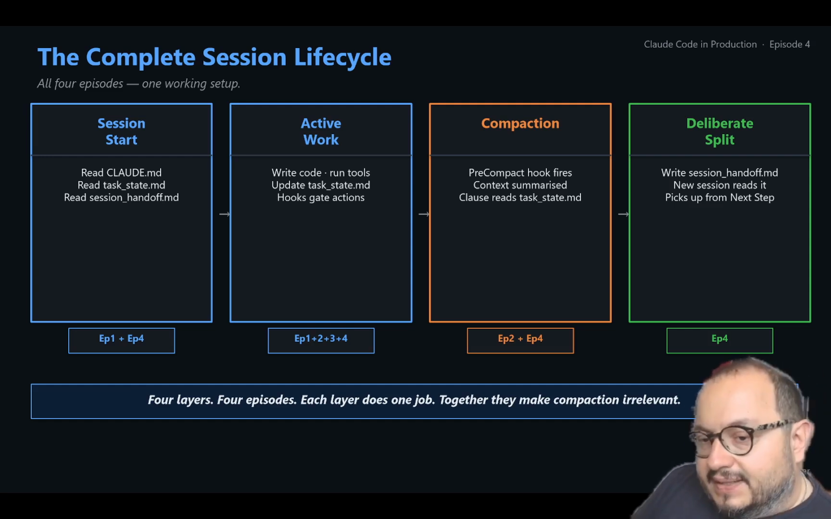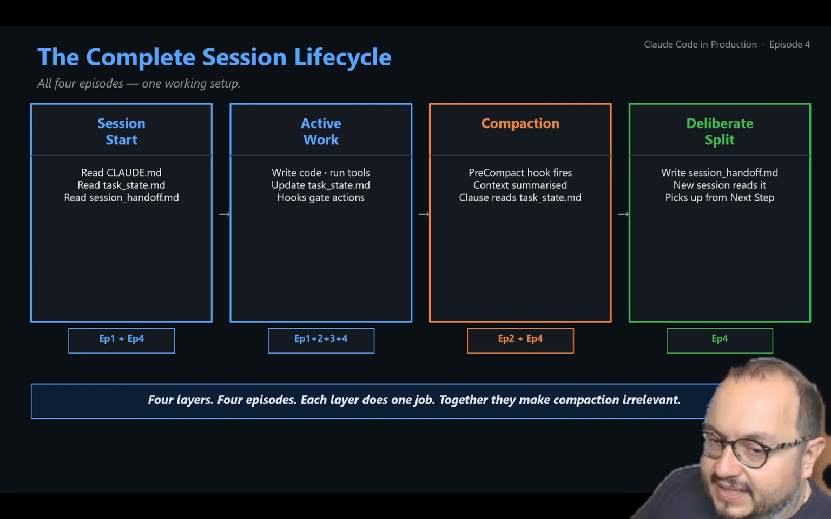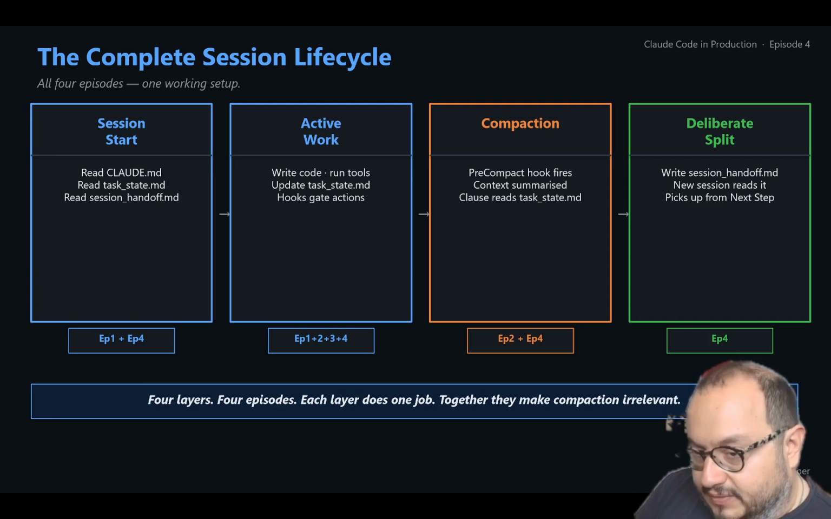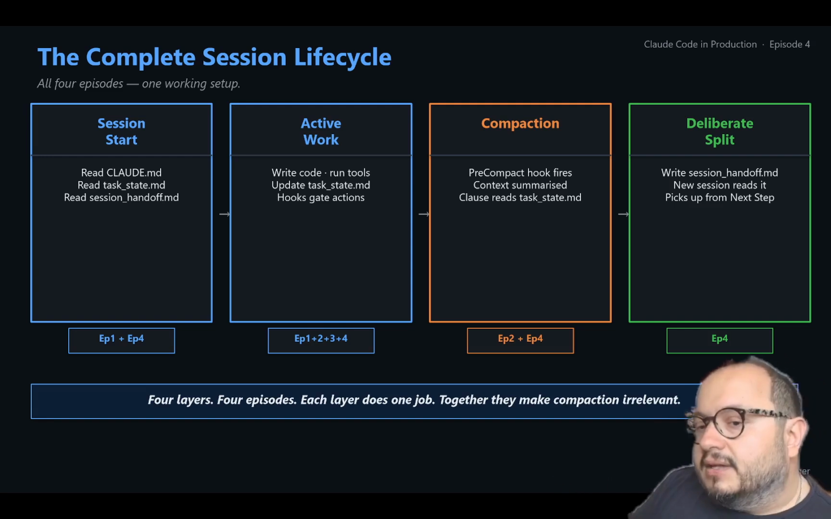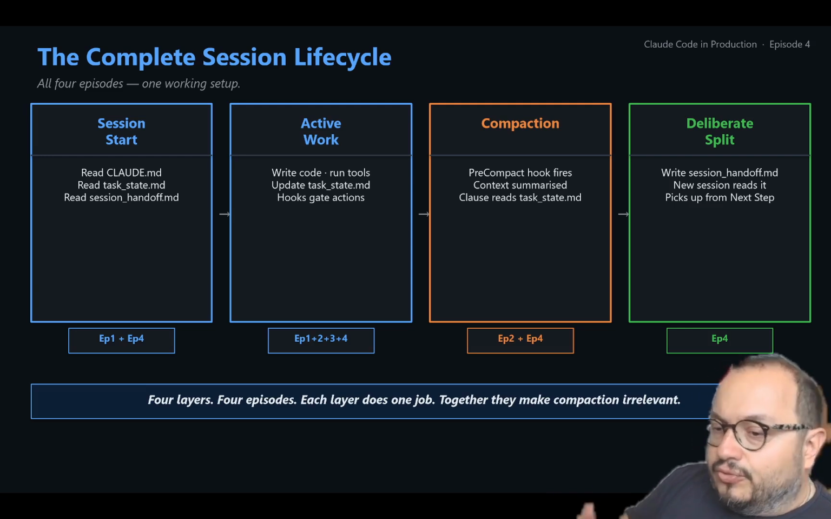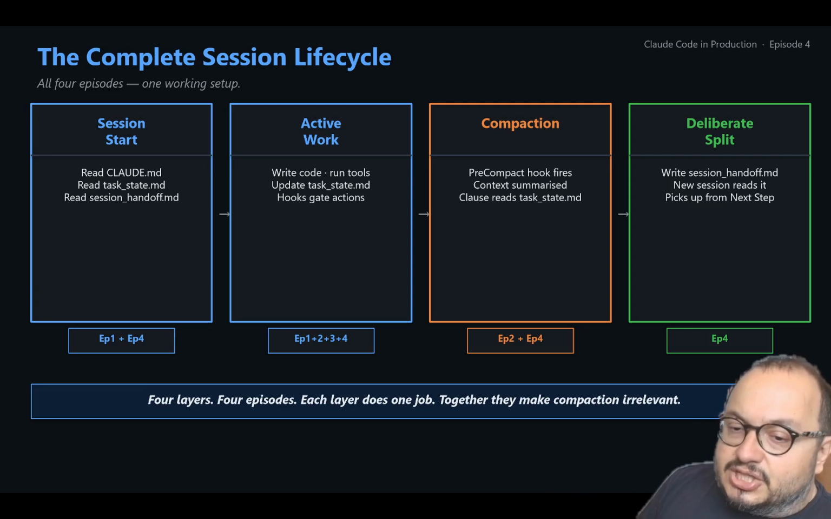Pre-compact fires. The notification hook from episode 2 writes a timestamp marker to task-state.md. The session continues with a compacted context. Claude reads task state, which survived compaction, and resumes from the next step. Session end. If this is a deliberate split, Claude writes session-handoff.md from the current task state. The next session starts by reading it.